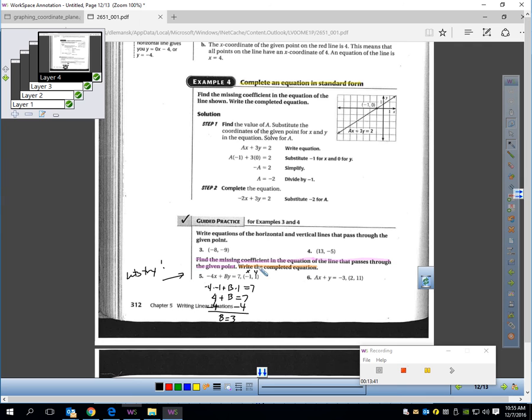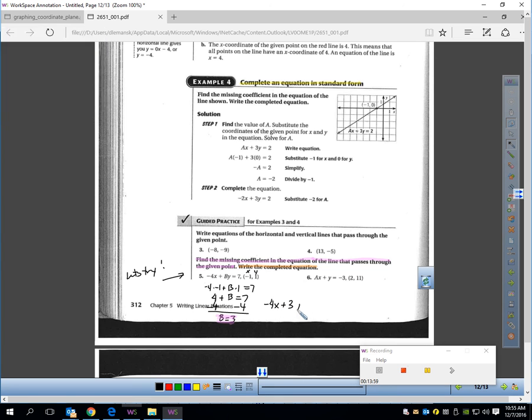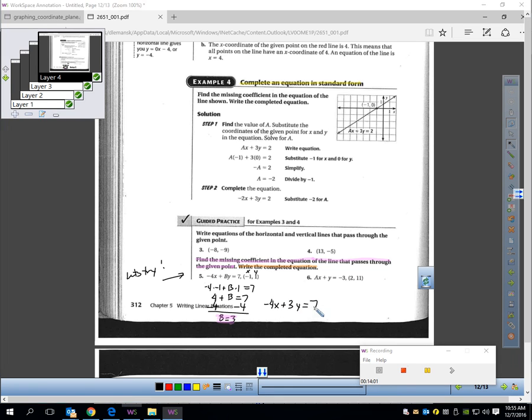I just found the missing coefficient. I'll highlight it in purple. I just answered the purple part of the question. The missing coefficient's 3. Let's go to the orange part. Write the completed equation. Well, my complete equation then would be -4x plus 3y equals 7. There's my completed equation. Why don't you go ahead and try number 6 on your own.